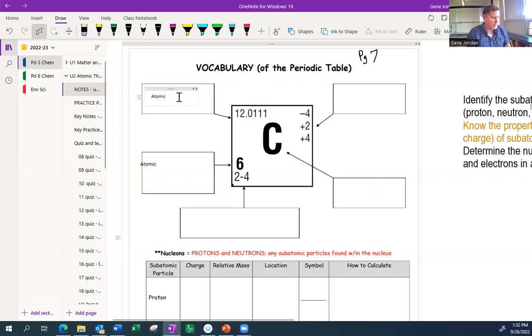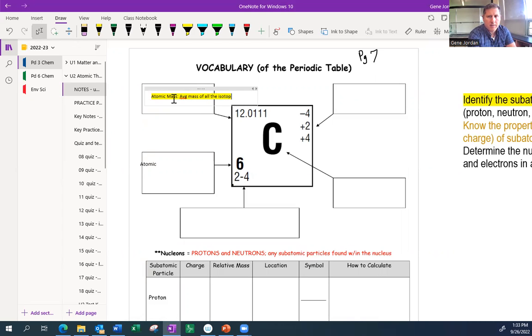Okay, so let's start with the top right number right here, 12.001. What does that mean? That is the atomic mass, okay? And what it represents is the average mass of all of the known isotopes of an element.